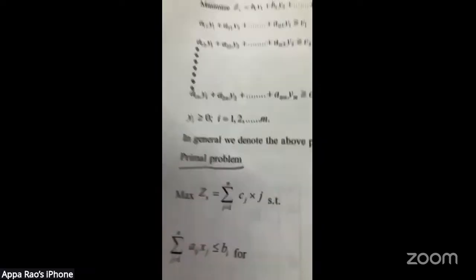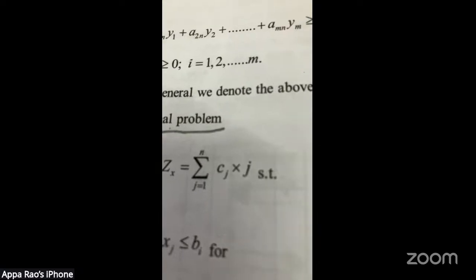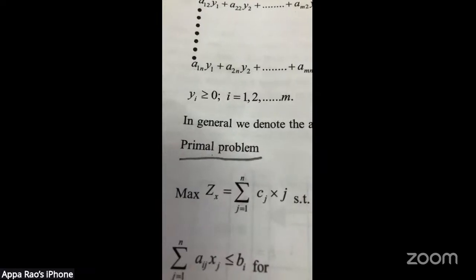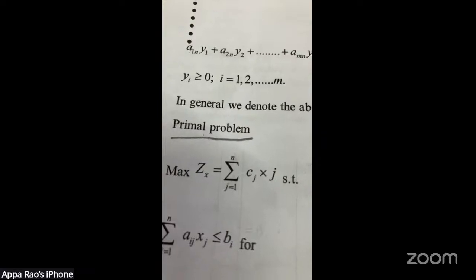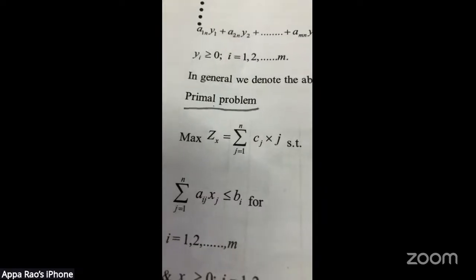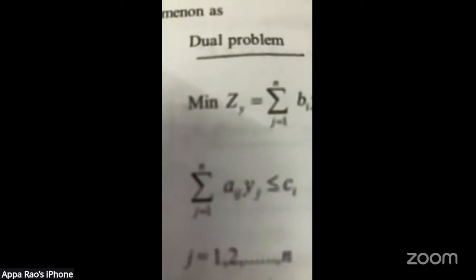and so on, a1n y1 plus a2n y2 plus so on amn ym greater than or equal to cn, and yi greater than or equal to 0, i equal to 1 to m. So in general we denote the problem as a primal problem and dual problem.